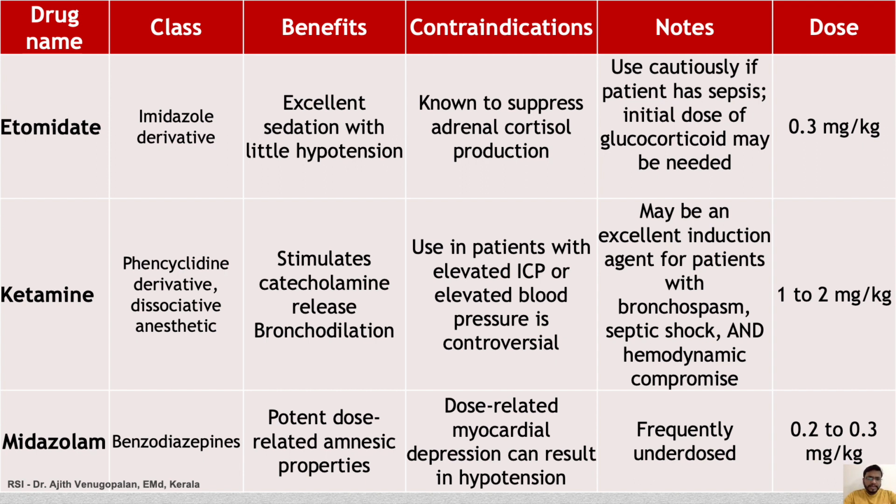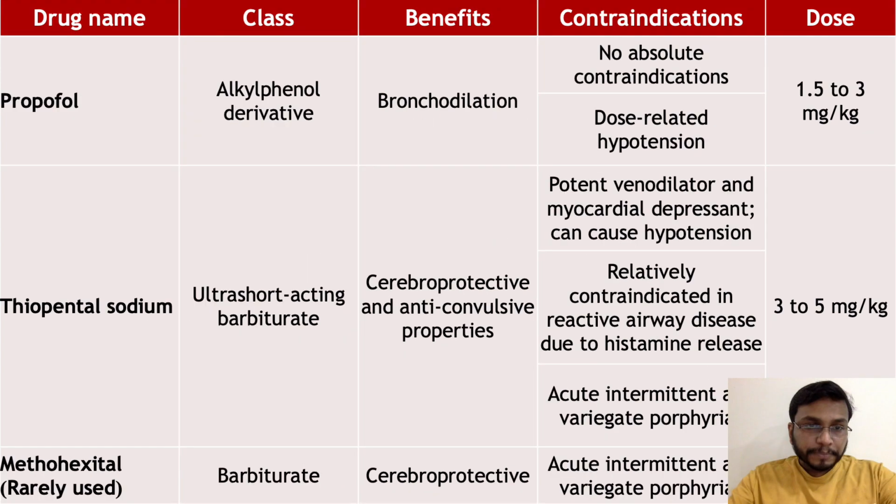Midazolam can be used as a single drug. It's a benzodiazepine, but it has dose-related myocardial depression and hypotension. You commonly use the dose as 0.1 mg per kg. 0.2 to 0.3 mg per kg is the dose that you use for midazolam.